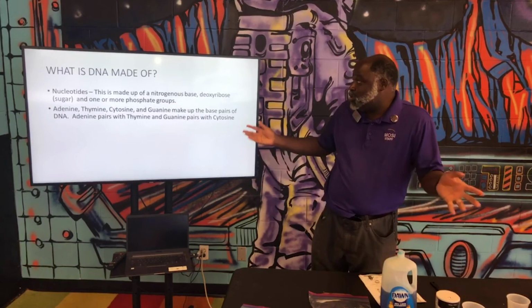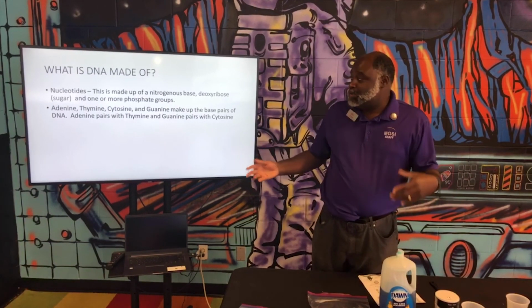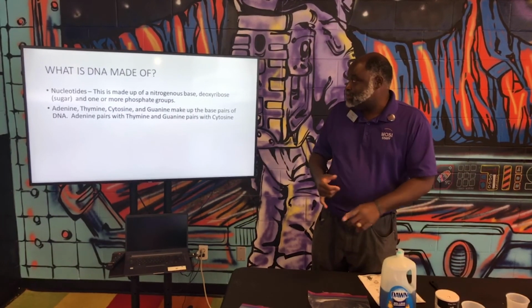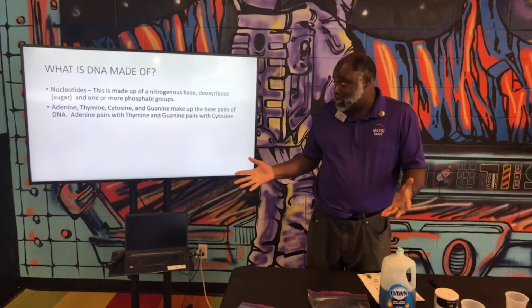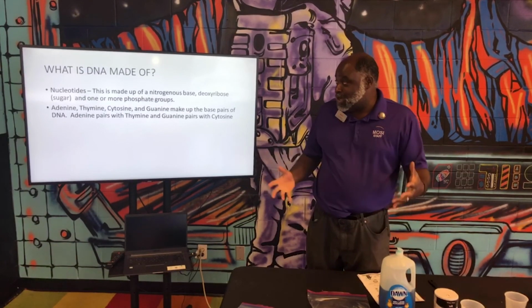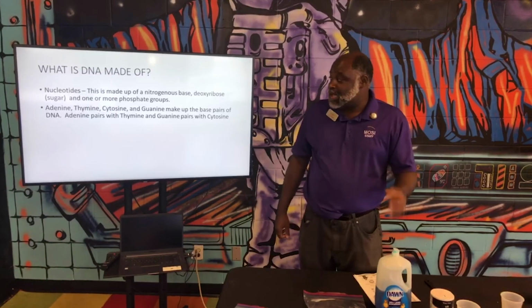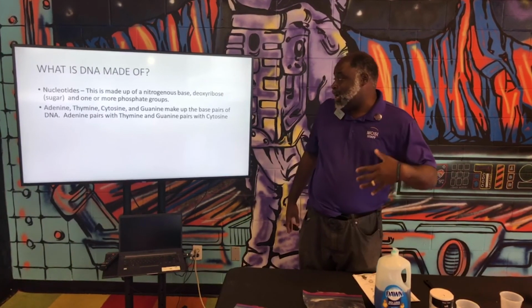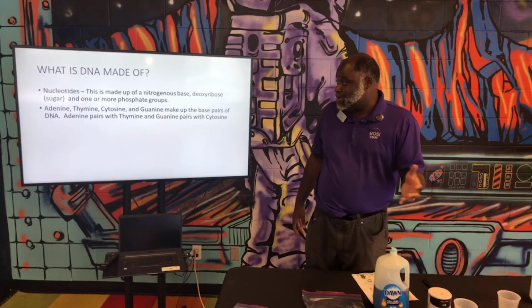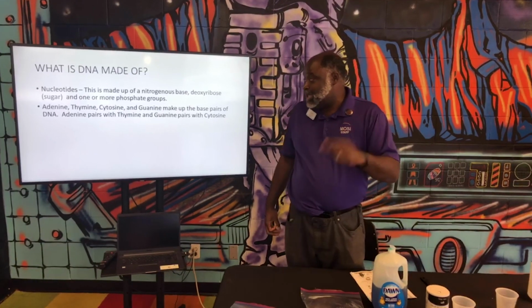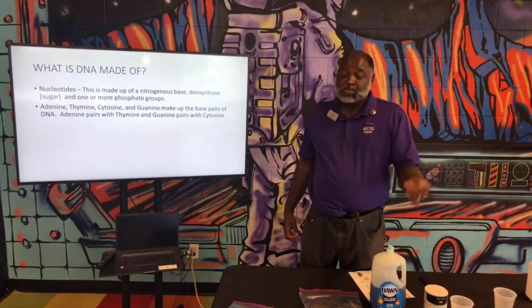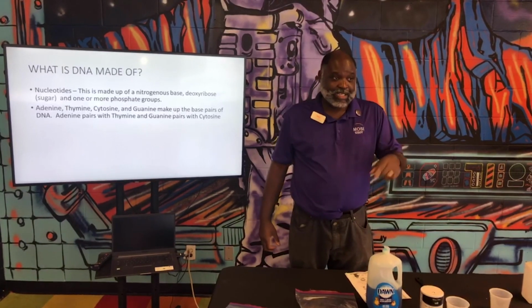DNA is made up of nucleotides, which have a nitrogenous base, deoxyribose, the sugar we just talked about, and one or more phosphate groups. And so you have these base pairs. You have adenine, thymine, cytosine, and guanine. They make up the base pairs. So adenine pairs with thymine, guanine pairs with cytosine. So A to T, G to C.